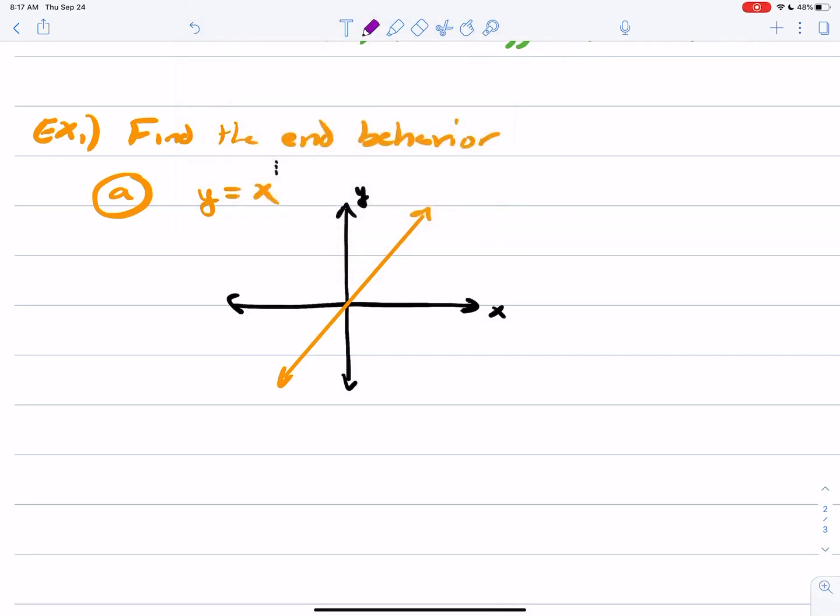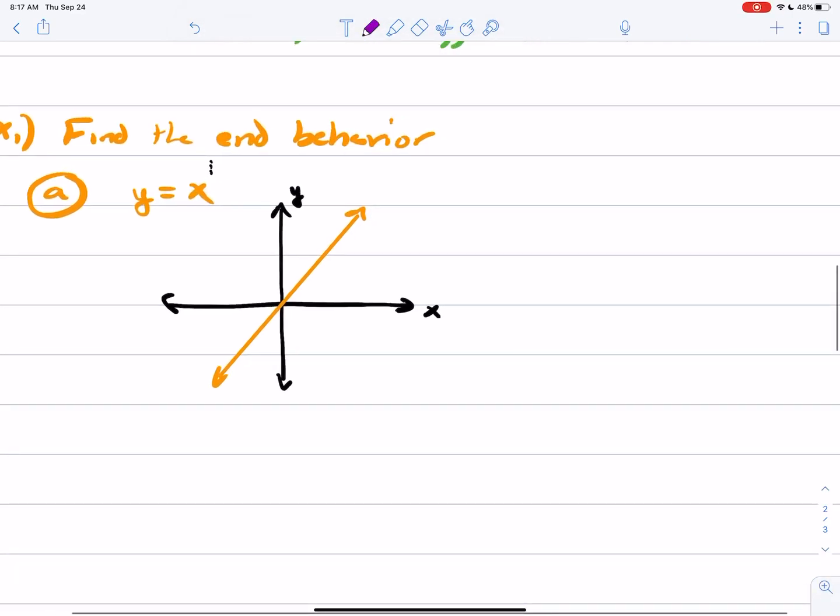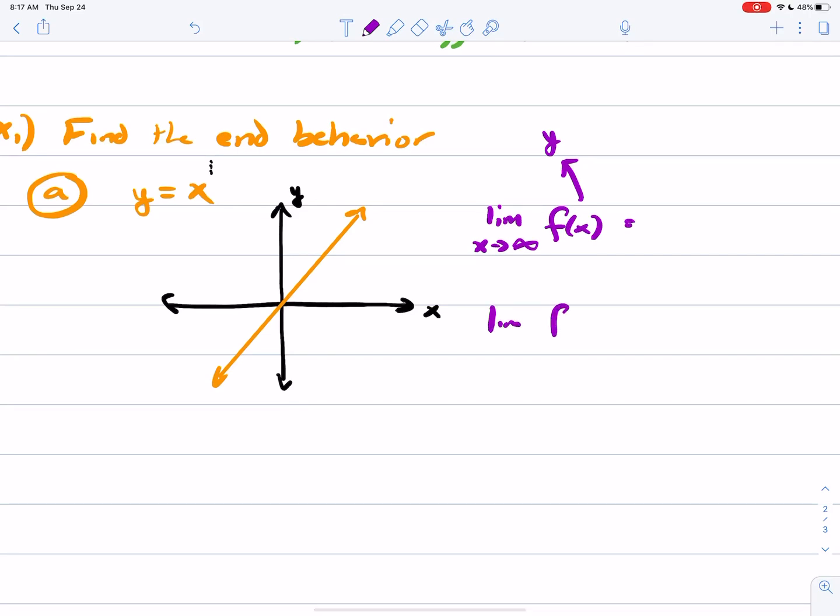We're going to write our limit notation. So I'm going to write it over here. The limit of f of x. Now, f of x is the same thing as y. The limit of f of x as x approaches infinity is, and then I'll leave a blank there, and the limit of f of x as x approaches negative infinity. Notice how I wrote it in the way that I said it. I'll do that one more time. The limit of f of x as x approaches negative infinity is.